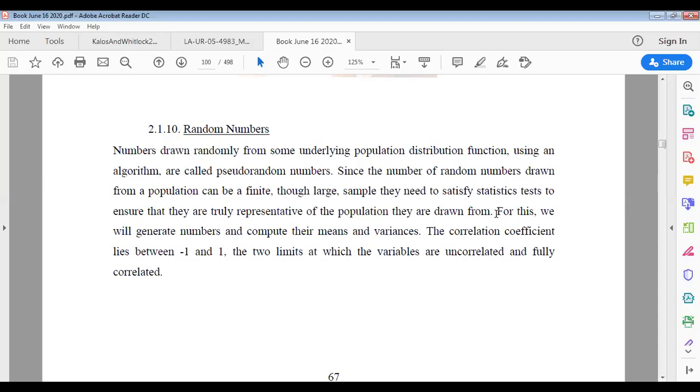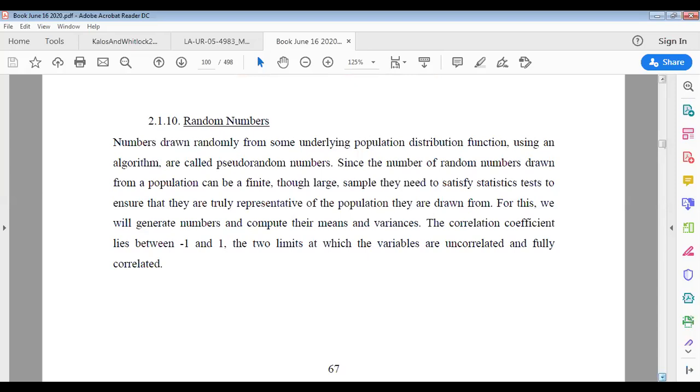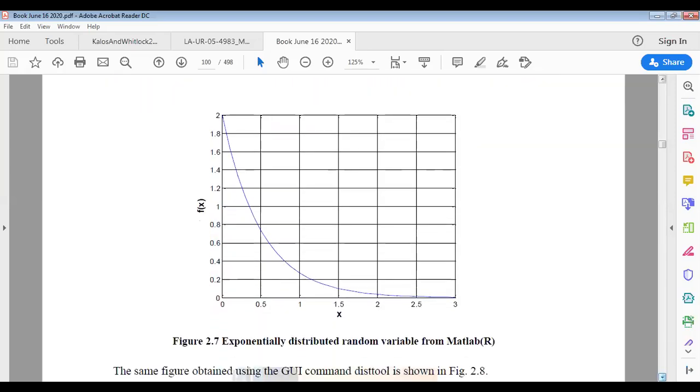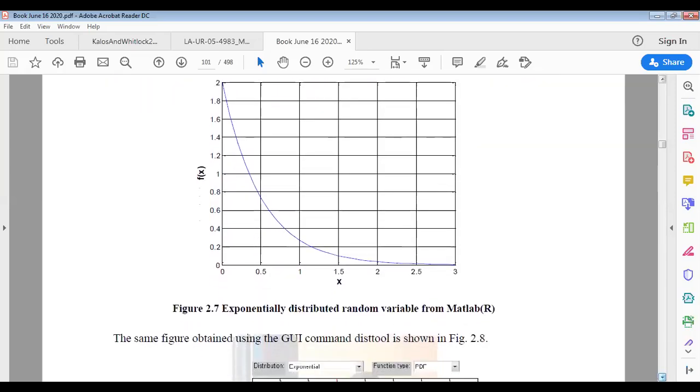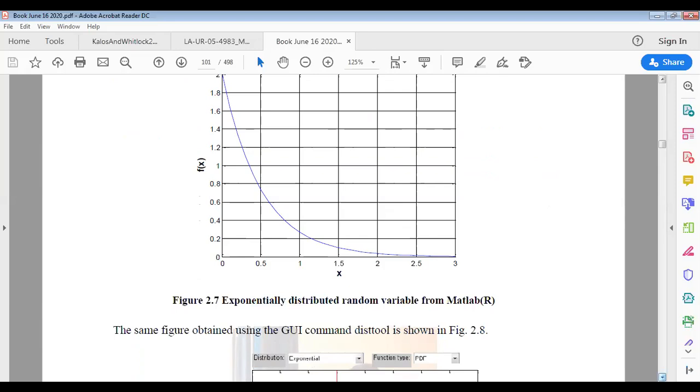So in this lecture, we are going to generate random numbers. We are going to compute their means and variances, and the correlation coefficient, we can also look at between two random variables. So this is what I told you, exponentially distributed random variables from Matlab.